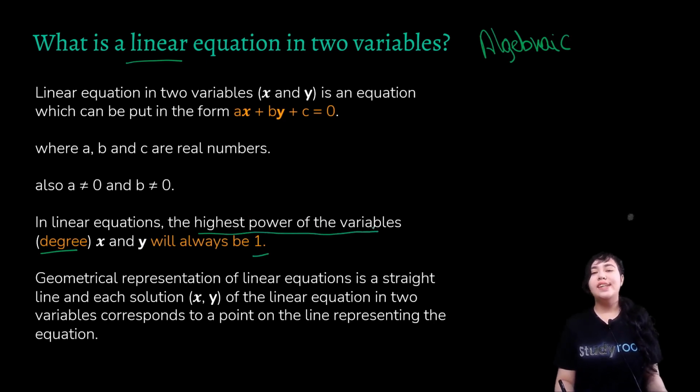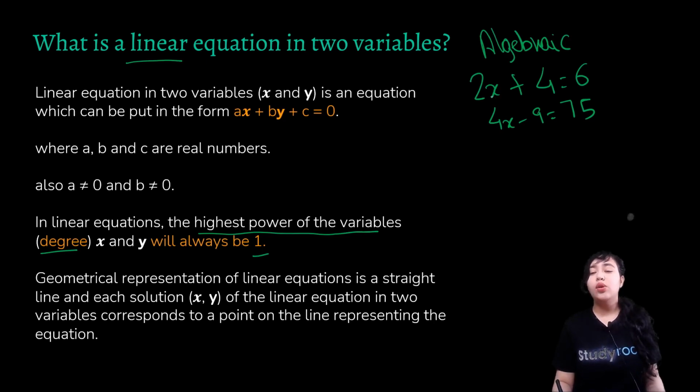So far, you've done linear equations in one variable. So you must be familiar with equations of this form, like 2x plus 4 equal to 6, 4x minus 9 is equal to 75. So here, only one variable is involved, hence the name. And why are we calling these equations linear? Because the only variable involved has the highest power as 1, which makes it have degree 1, hence they are linear. But now we are moving on from one variable to two variables.